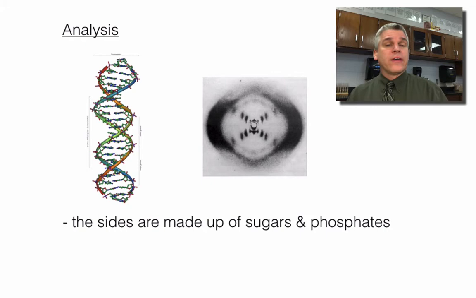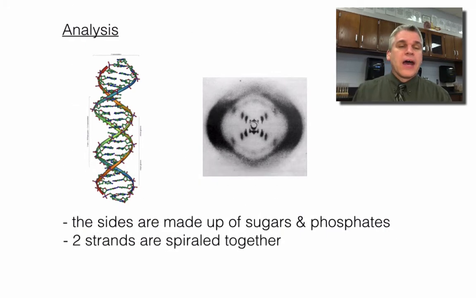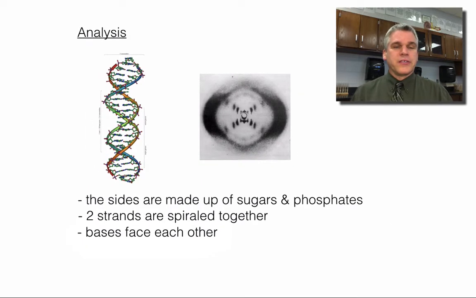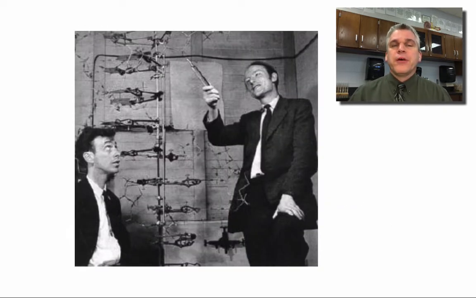So they now know that the sides were made up of the sugars, the deoxyribose and the phosphates, that there were two strands and they were spiraling together, and that the bases face one another, which went against what another group of scientists in the United States was thinking as to how these bases arrange themselves. And so they built their model, and this is the famous picture of Watson and Crick with their DNA model that they made. Literally, it's made using ring stands and cardboard and test tube holders. Modeling is an extremely important skill in science, which is why we practice it a lot.